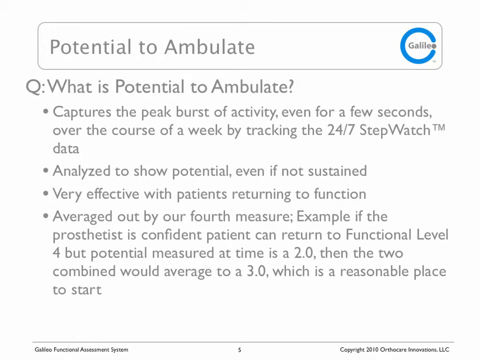The potential to ambulate captures the peak burst of activity over the course of a week by searching the 24-hour, 7-day-a-week recording of the StepWatch. The system will detect activities even for a few seconds during the week. This is analyzed to show potential, even if not sustained. This does not work if the person is completely unable to ambulate at the time, but is very effective with patients returning to function.